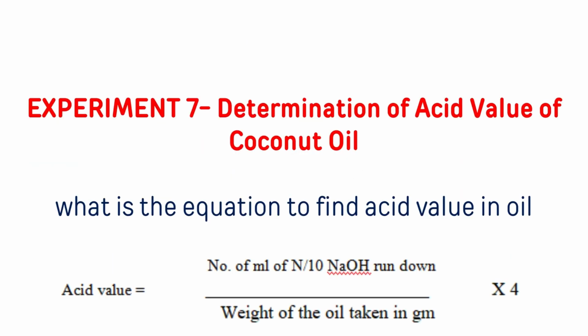Experiment number 7. Determination of acid value of coconut oil. What is the equation to find acid value in oil? Acid value equals number of ml of N by 10 NaOH run down multiplied by 5.61 by weight of the oil taken in grams.